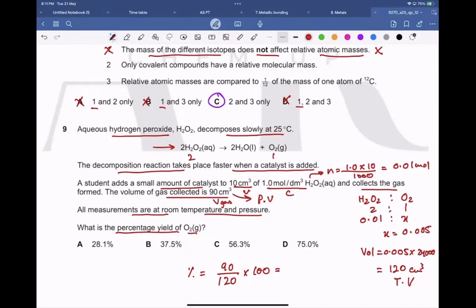We are converting it into a volume. And see, this volume is in cm³, Amal. So we have to find the volume in cm³. That's why we multiplied it by 24,000. So it's 75%, right? So it means B, C, and A are wrong, and D is your correct answer.